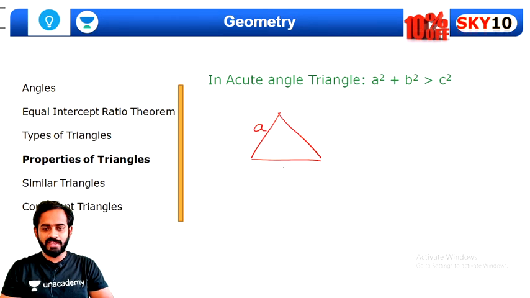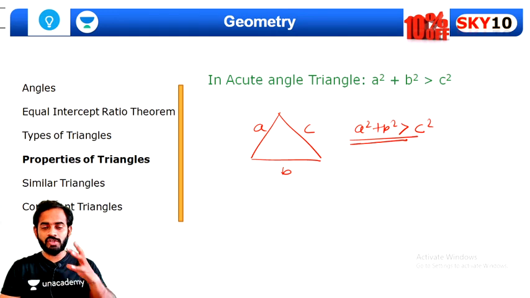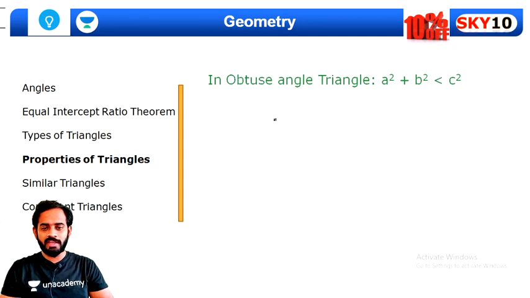But in case of an acute angle triangle, let's say this is A, this is B, and this is C. In this case, A square plus B square will be greater than C square. Remember this, according to this rule, the summation of squares of two sides will always be greater than the square of the third side. Similarly, in an obtuse angle triangle, let's say this is A, this is B, and this is C. In this case, the summation of squares of two sides will be less than the square of the hypotenuse. So you need to remember these rules, guys.